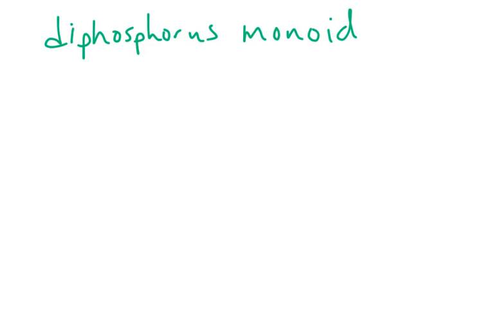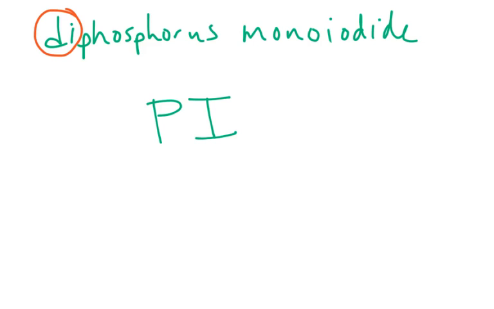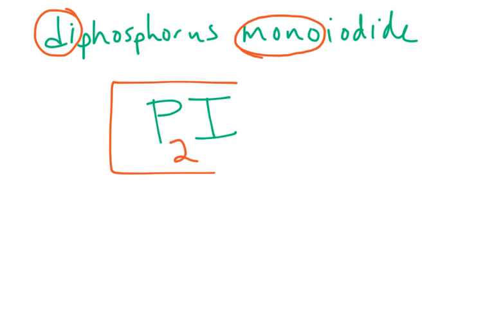The next one is diphosphorus monoiodide. Okay, so this is going to have phosphorus in it and iodine. It looks like based on the prefix here there's going to be 2 phosphoruses, and based on the prefix for the iodide there's only going to be 1 iodide. So diphosphorus monoiodide is right here.